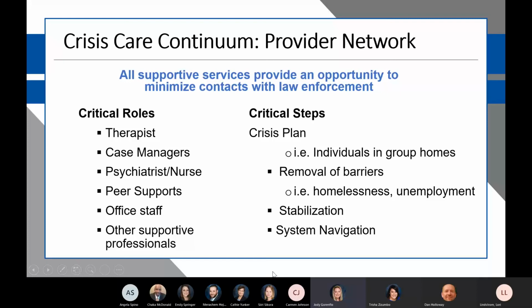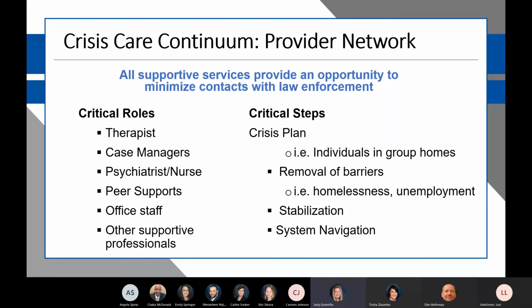It's really necessary that all of their supportive players are involved in that plan. And you might find yourself having to keep in regular contact with group home staff so that they know exactly what's in each individual's crisis plan, because we want group home staff, and Dan's going to talk about this a little bit because this is one of the frequent contacts that he gets, to implement the plan that has been set out in the crisis plan before they call law enforcement.